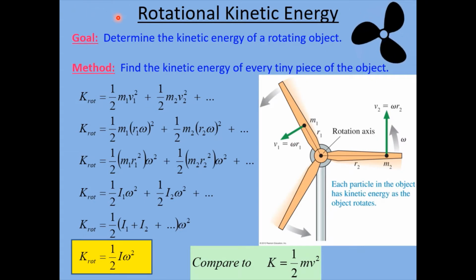What we were talking about in the last few slides was technically called translational kinetic energy. That is kinetic energy of an object moving along a path. But something like this propeller here that's spinning, it's not moving anywhere, but obviously it's rotating. So the individual parts of the propeller are moving.